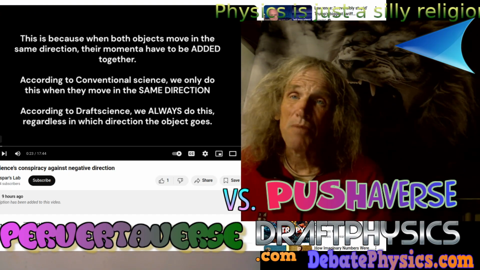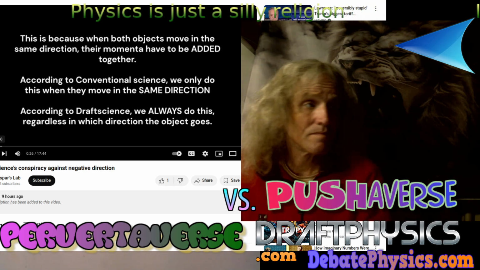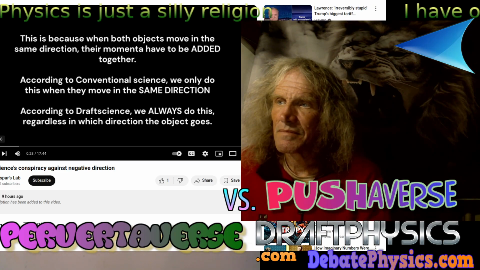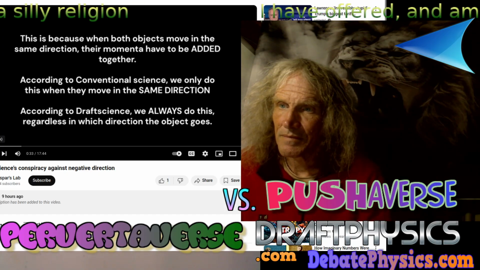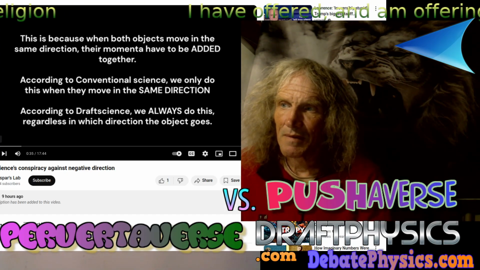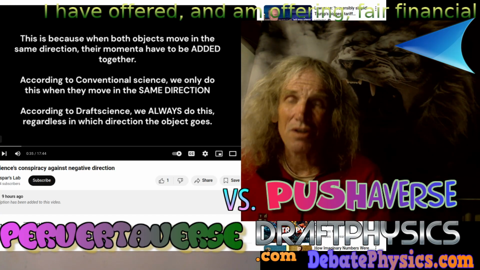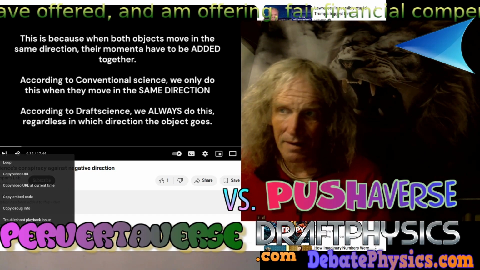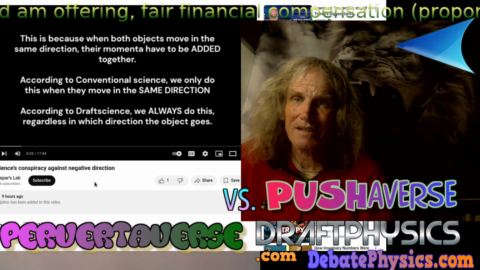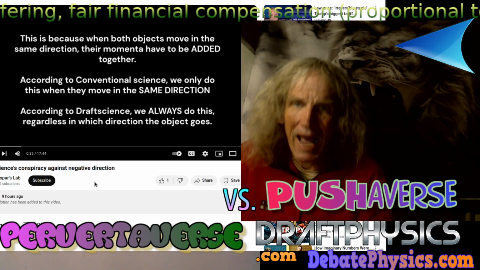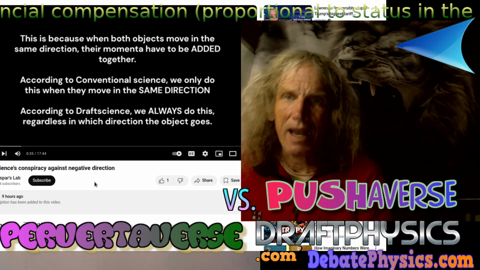Now, according to the same momentum. Conventional science, we only do this when they move in the same direction. And according to draft science, we always do this, regardless in which direction the object goes. Yes, it doesn't matter. Energy is energy. It has to go somewhere after a collision. So after the collision, there has to be the same amount of motion, mass, mv. The mv has to be conserved because there's no such thing as a cancel.